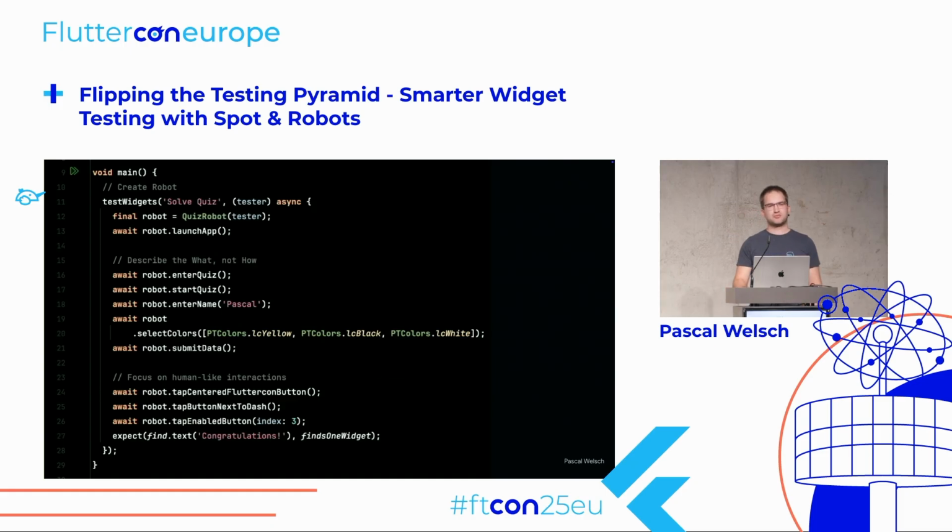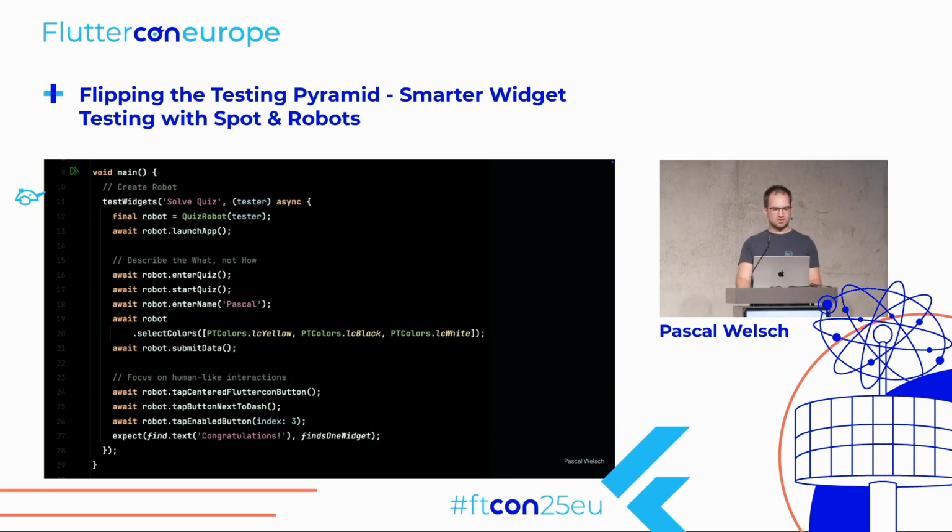Let's look into what it actually says. It's the same test, but first of all, we start by creating a robot, and the robot has one method called launchApp. And inside this launchApp method, we have everything that's required to actually get our app started. We have all the mocks set up. We eventually created a fake user and are already signed in so that we are ready to get started with our test. And then we do just user interactions. We enter the quiz, we start the quiz by tapping the buttons, we enter the name, we select the colors, we submit the data. And then we solve the 3 puzzles. Super easy to read. Let's look at how it's actually implemented.